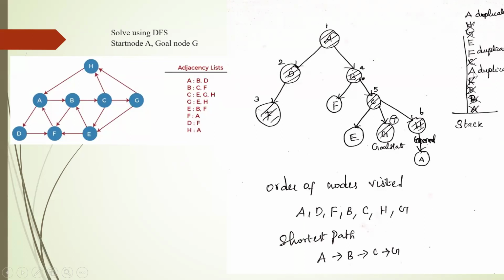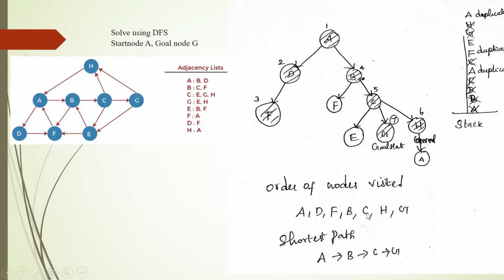Then next to F, we have to visit the next one, the B node. What are the children of B? C and F. After visiting B, we have to add C and F. Again, F is the topmost node. It is a duplicate one. We have to leave that. Then we have to visit the C node.